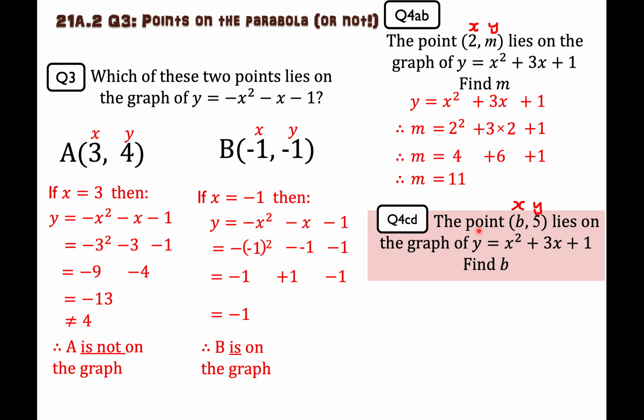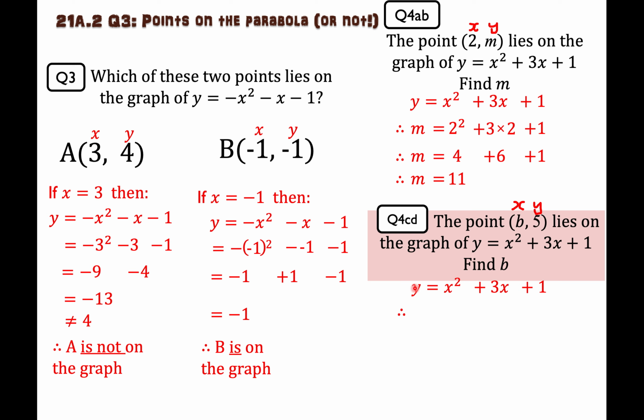This point is on the graph of y = x² + 3x + 1. And we want to find what b is. Well, we do have some information. It follows this formula. So let's write down the formula, and then we can replace x with b and y with 5 and see what happens. Hopefully we'll get an equation that we can solve.